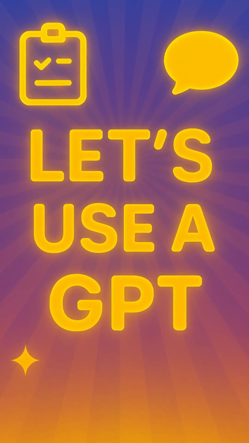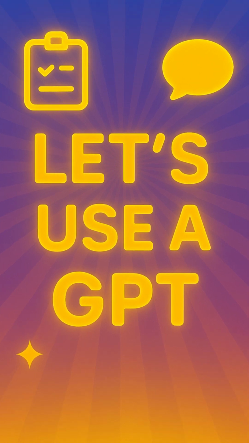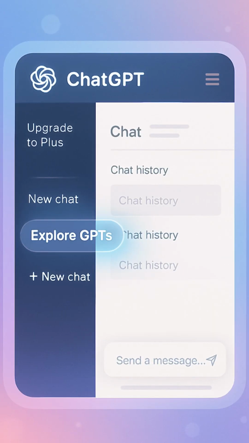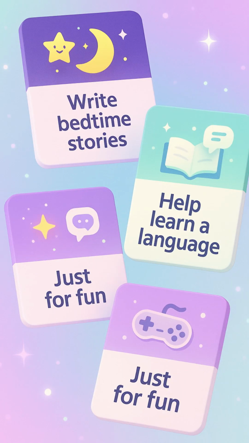Now that you understand what a GPT is, let's actually use one. We're going to explore a real working GPT and ask it a question. So go back to your ChatGPT home screen. On the left-hand side, click Explore GPTs. That'll take you to a gallery of custom GPTs, all built for different things. Some write bedtime stories, some help you learn a language, some are just for fun. But we're going to use one that's actually useful.